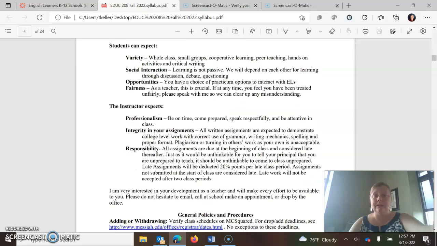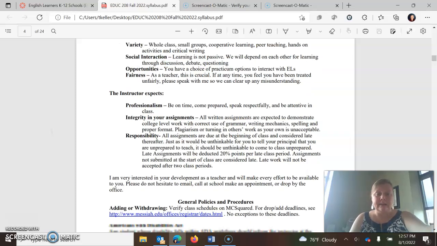So one of my goals in this course is to introduce you to a variety of techniques and tools that you can use with English learners or with all students. So we will have opportunities for social interaction. You'll have opportunities to work in small groups and whole groups. And that's really important for me to provide a structure for you to see what this could look like.